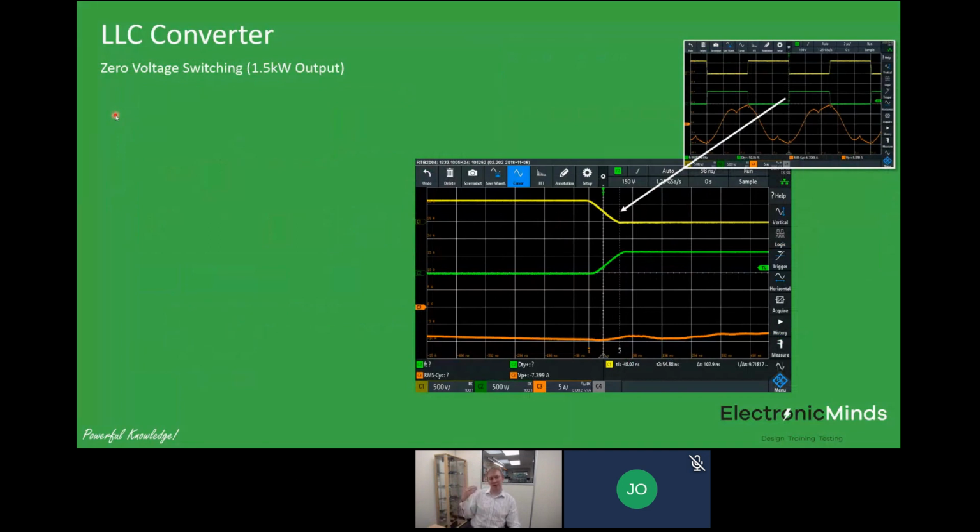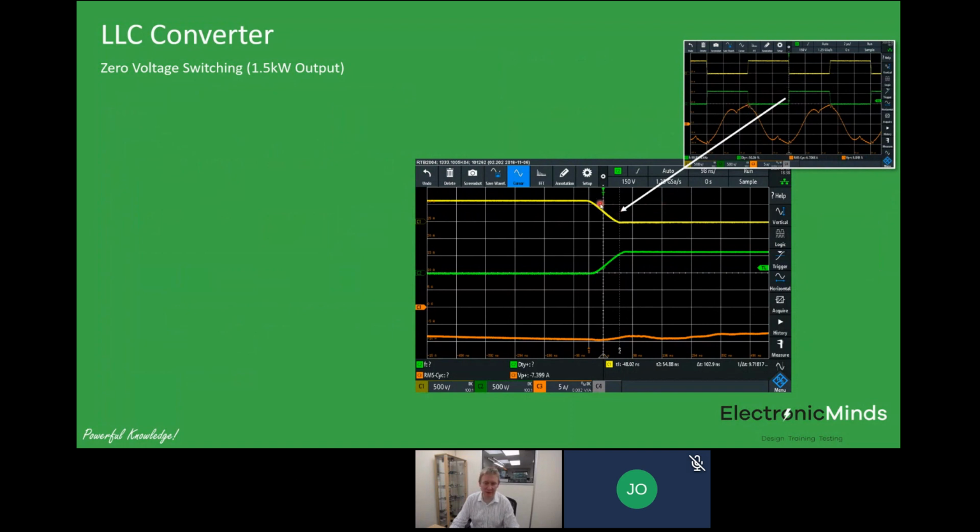What the video showed you is how those waveforms behave as you start to ramp up the output power. The plot at the top right here is a snapshot under the 1.5 kilowatt output load condition. You can see we've started to get a slightly sinusoidal current sitting on top of this underlying current. But the most important thing is again, the current is still positive at the end of that switching cycle to force that zero voltage switching.